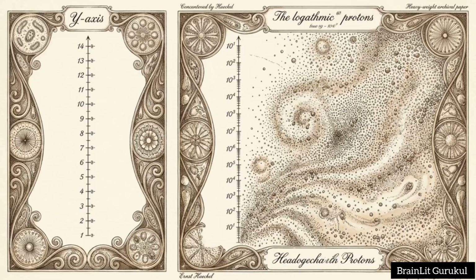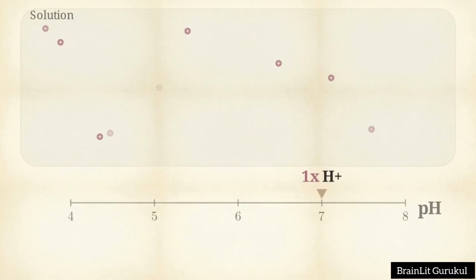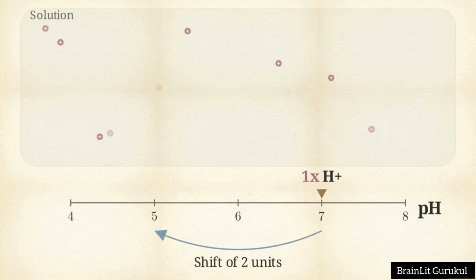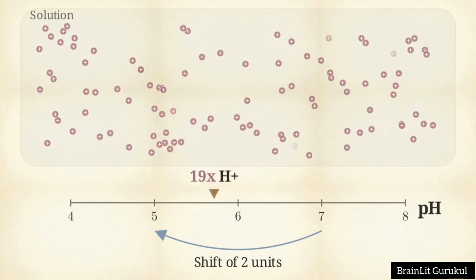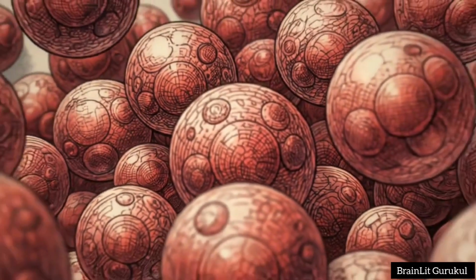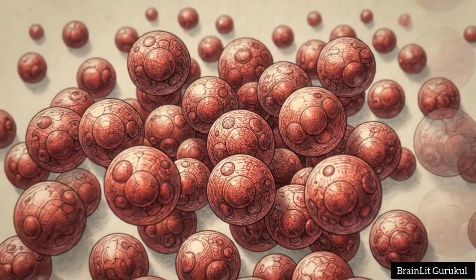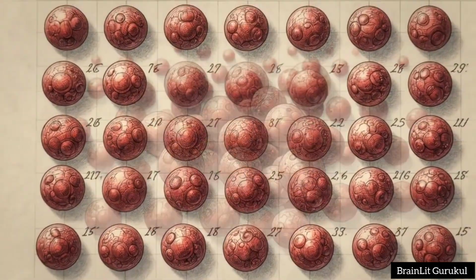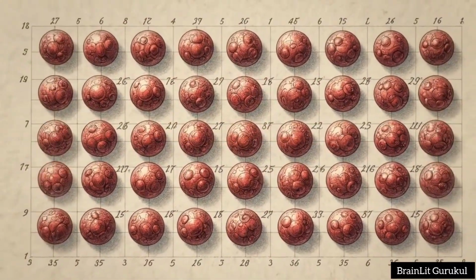While these integers are easy to use, they represent exponential changes in the actual concentration of protons. A drop from pH 7 to pH 5 is a shift of only 2 units, but it signifies a 100-fold increase in the hydrogen ion concentration. The pH scale uses logarithmic mapping to track these massive fluctuations in the chemical environment with manageable numbers.